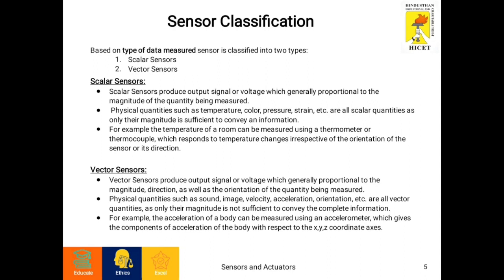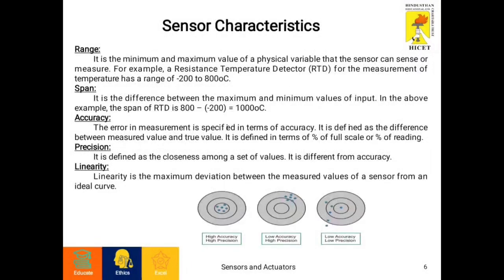Let's see about sensor characteristics. Sensors are characterized depending on the value of some of the parameters. Important characteristics of sensors and transducers are listed below. The first one is range. It is the minimum and maximum value of a physical variable that the sensor can sense or measure. For example, a resistance temperature detector, RTD, for the measurement of temperature has a range of minus 200 degrees Celsius to 800 degrees Celsius. The second one is span.